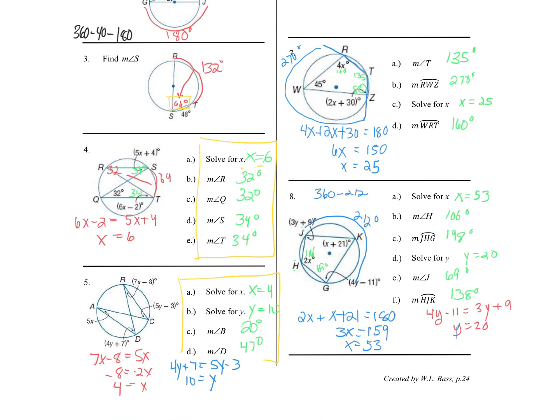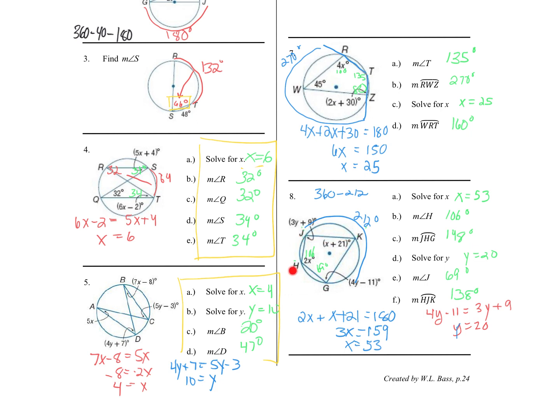All right, number 8. First thing it asks us to do is solve for x. So we are going to have this angle plus this angle is going to be 180. They're supplementary. So set up the equation that gives us x is equal to 53. It next asks us for angle H. Well, if x is 53, 2 times 53 gives us 106. It then asks us to find the measure of arc JHG.